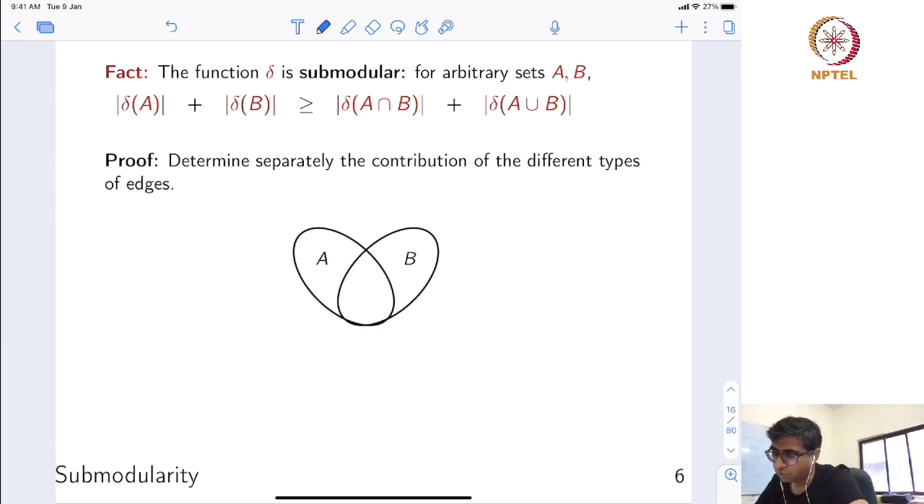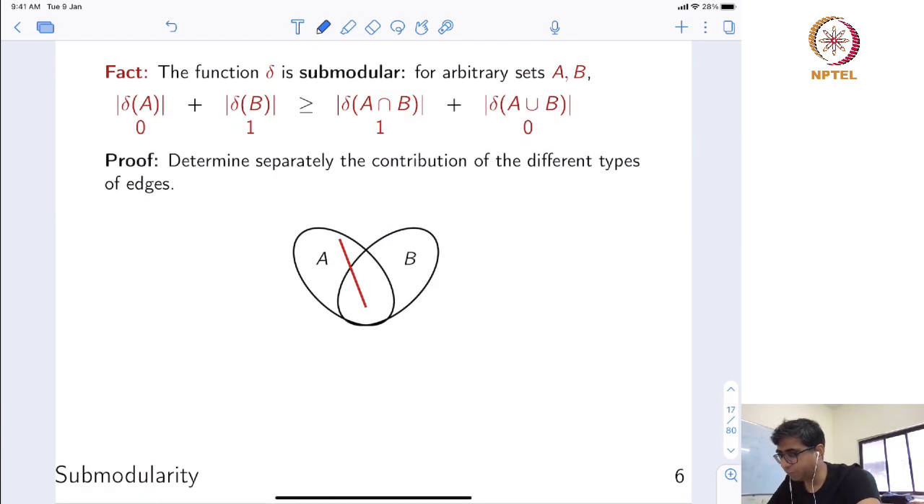Okay, so to show this, we are going to determine separately the contribution of the different types of edges. Suppose A and B intersect with each other. Now where could the edges be? Edges in my graph could be leaving A completely, leaving B completely. It could be going from A to B or B to A. It could be completely contained inside. So these are the kinds of edges which could help us, or it could be edges like this. Let's see how they contribute to both sides.